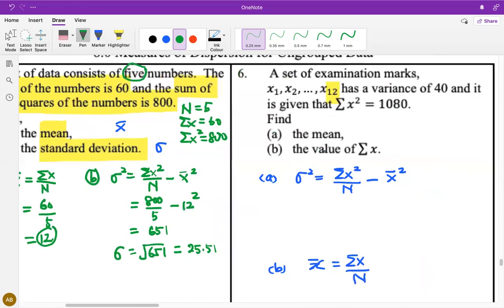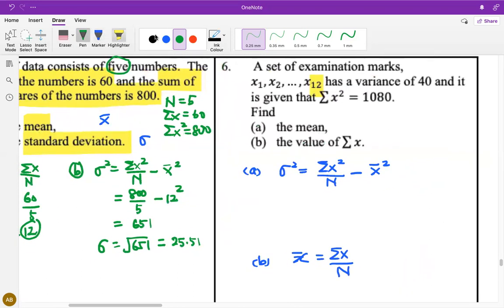Okay, number 6. If you can see, number 6 is a bit different. There's a set of examination marks from x1 to x2 and to x12. So it doesn't give you the sum, the total number of marks. So therefore, you have to look at the marks given. You see the notation here, 1, 2 until 12. That means our n is 12. So the difference between number 6 and number 5 is that in number 5, the total number of data is given. Number 6 is not given. So you have to find out from the listing of the data.